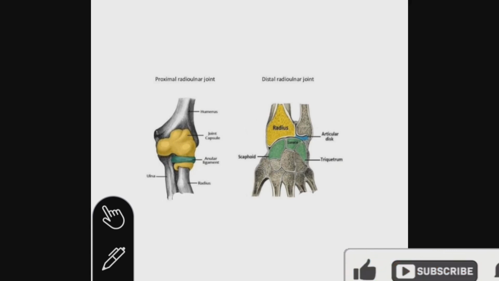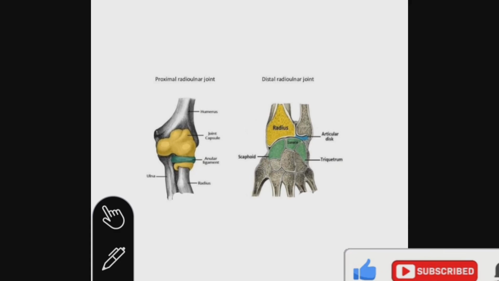Please take note of the head of the radius and the radial notch of the ulna. Right, so this is the head of the radius and the radial notch of the ulna. The ligaments here are the annular ligament and the quadrate ligament. The blood supply is from the cubital anastomosis, from the elbow. The nerve supply here is the musculocutaneous nerve, median nerve, and radial nerve.